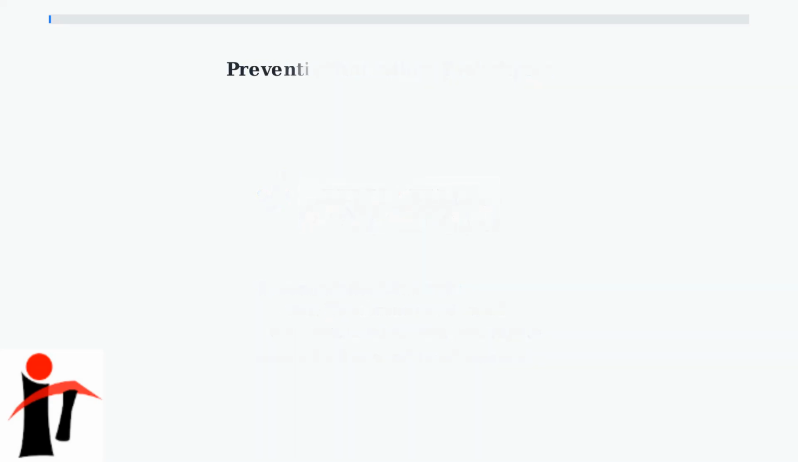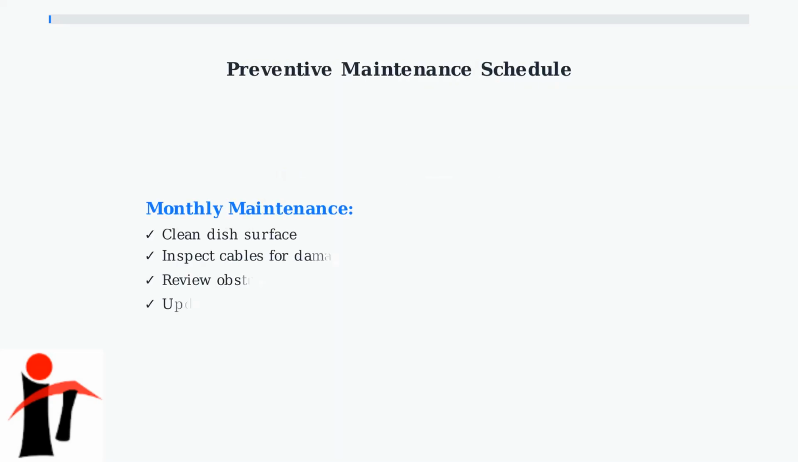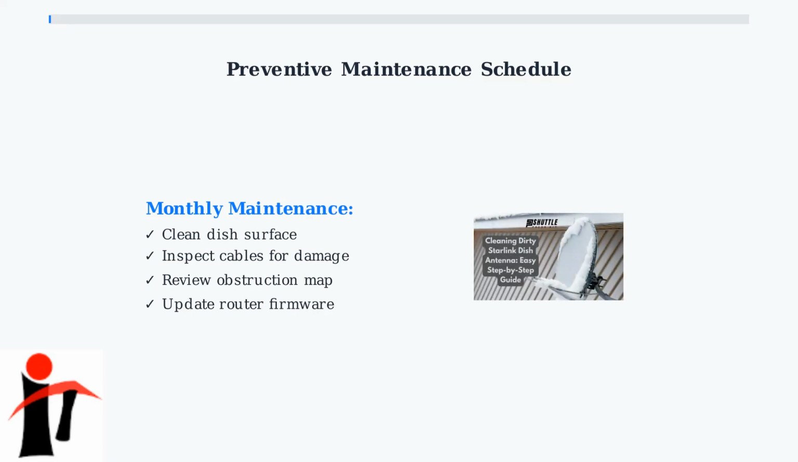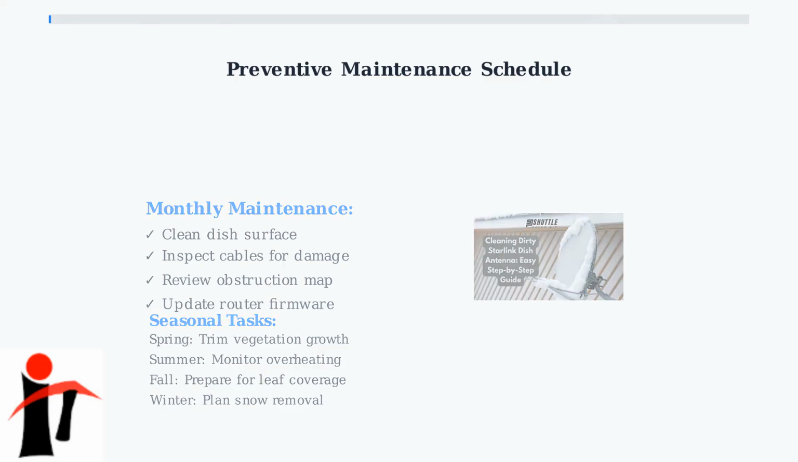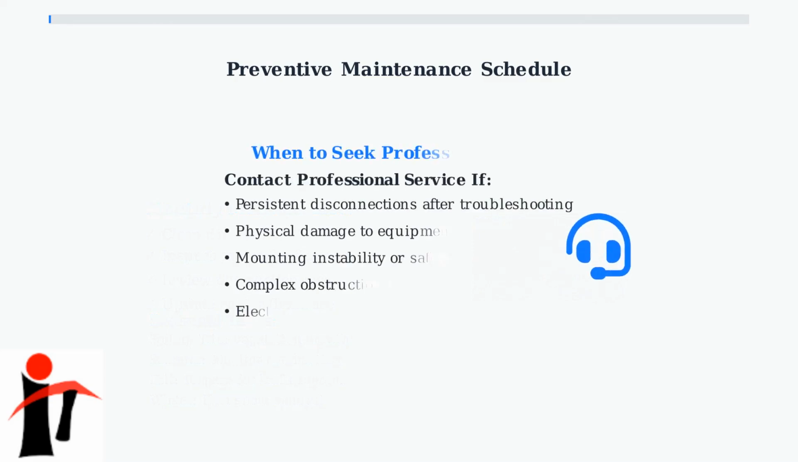Preventive maintenance is essential for long-term reliability. Establish monthly and seasonal maintenance routines to prevent issues before they cause disconnections. Seasonal maintenance varies by time of year. Spring requires vegetation trimming, summer needs overheating monitoring, fall preparation for leaf coverage, and winter planning for snow removal and heating elements. Sometimes, professional service is necessary.